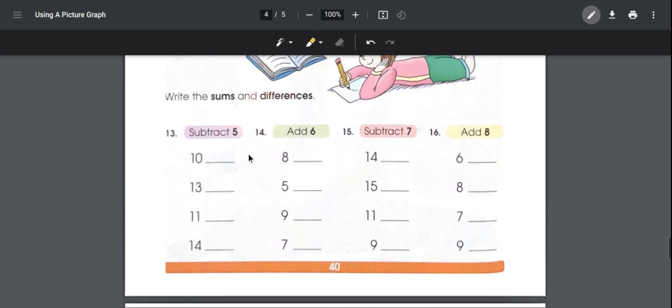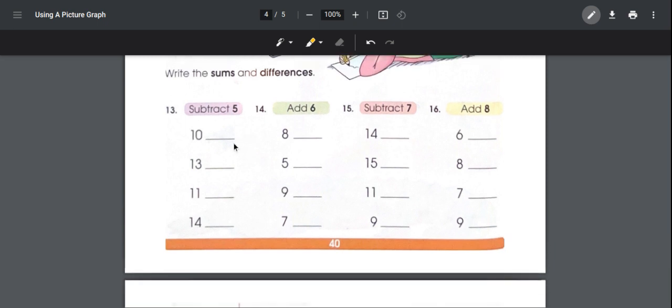So the next one is find sums and differences. So there are columns and we have to do it for each number. So number 1, 10, and then we have to subtract 5. So 10 minus 5 is 5. 13 minus 5 is 8. 11 minus 5 is 6. 14 minus 5 is 9. And we'll do the last column and that'll be all.